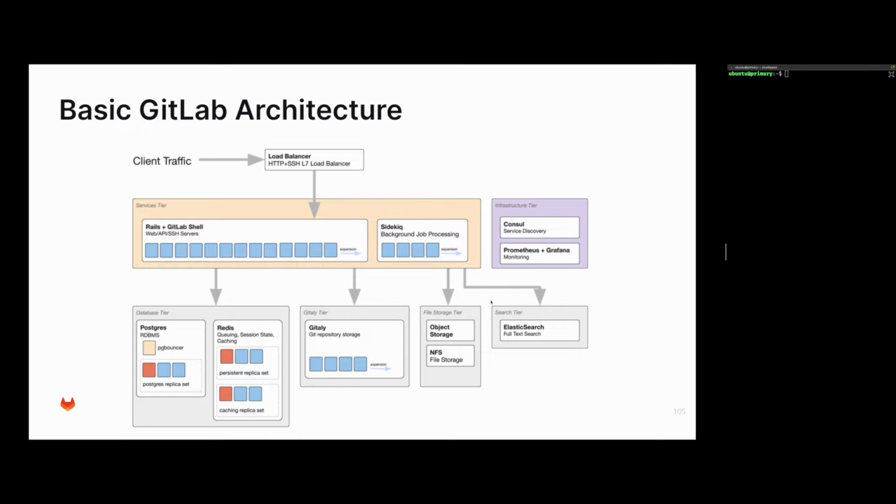PostgreSQL is our database, which might be replicated or not. Then we have Redis for caching and queuing. And Gitaly is where our Git repositories are stored. The object storage, I'll come to that later, but that contains all other kinds of artifacts. And next to these, we also have the service discovery tool and Prometheus. Grafana is a tool that you can install as an extra, but you have to do that manually.